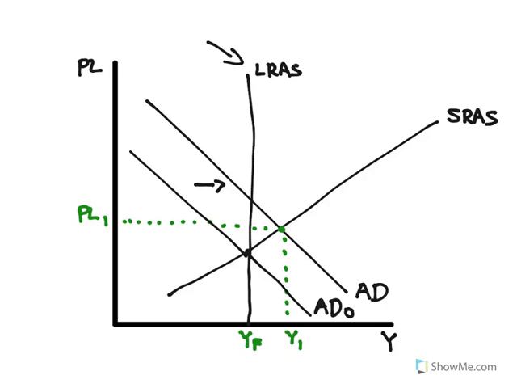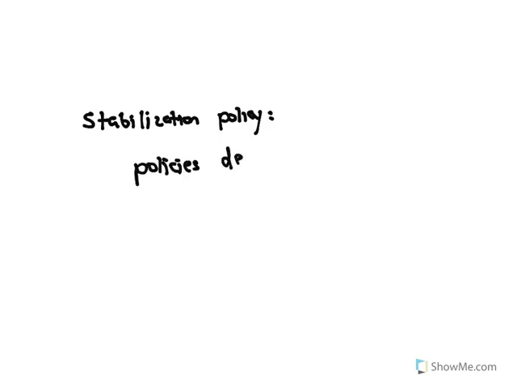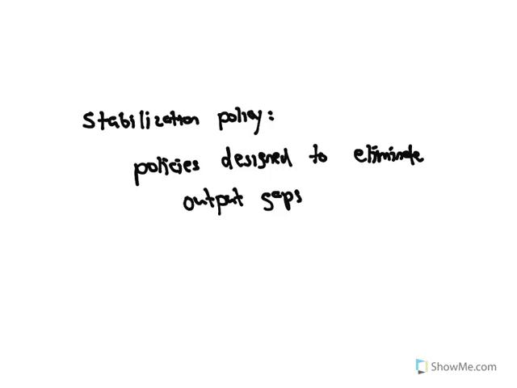And so the goal of macroeconomics is what we would call, and I'm going to go ahead and write this out because I forgot to type it for you. It's called stabilization policy. So what we're looking at, these are policies, right? Policies designed to eliminate output gaps. So what we're trying to do is eliminate positive and negative output gaps and restore the economy to full employment.